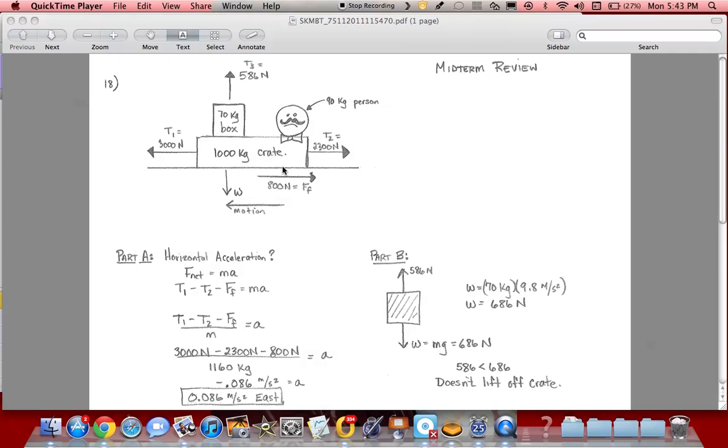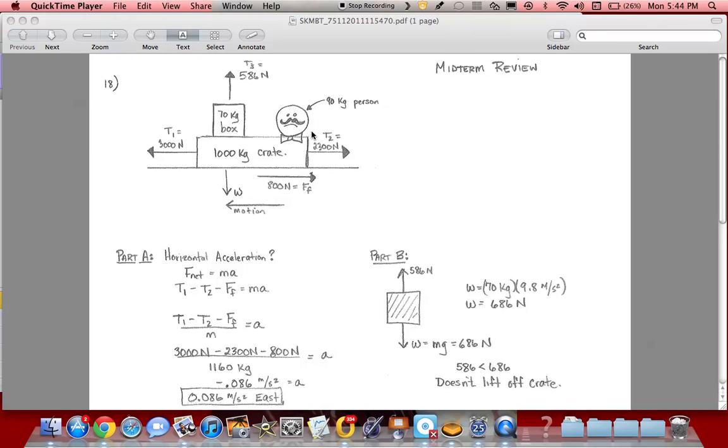Okay, and you can see here I also labeled the weight. Now this weight that I drew here actually represents the weight of everything. Everything near the surface of the Earth has a weight equal to its mass times gravity. Now try not to confuse mass and weight. Mass is the amount of matter that makes up an object, measured in kilograms, and weight is the amount of force pulling it down towards the Earth. So they are different things. One is a force and one is not.